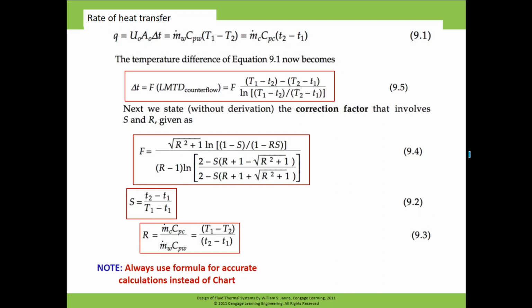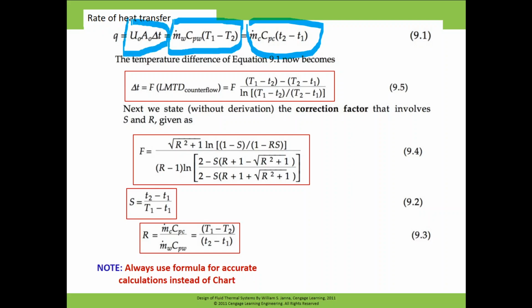Now we will see some formulation for the shell and tube heat exchanger. So the three common formulas for the heat transfer: the rate of heat transfer for the cold fluid equals the rate of heat transfer for the warm fluid, and equals the rate of heat transfer through the heat exchanger, and it is calculated in terms of the overall heat transfer coefficient, area subjected to heat transfer, and delta T. So this is what we learned from the previous chapter, chapter 8.